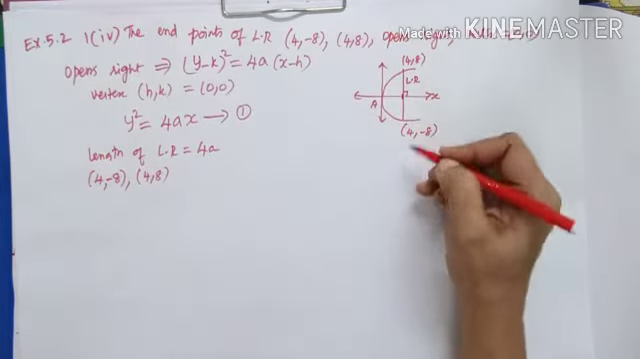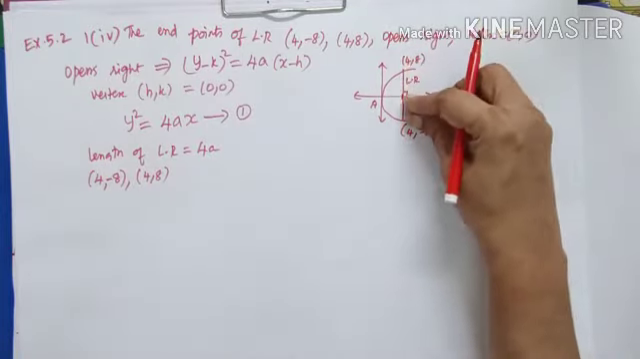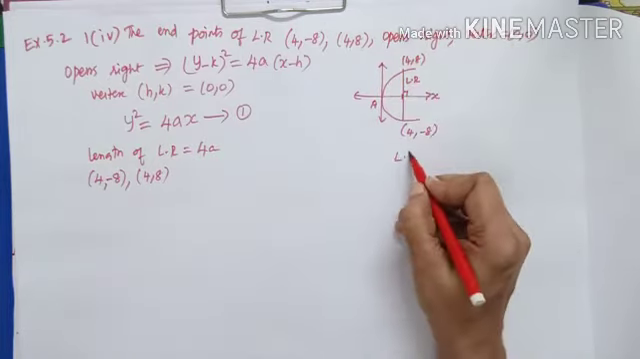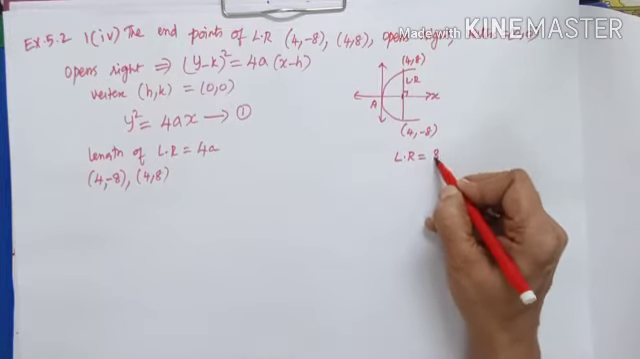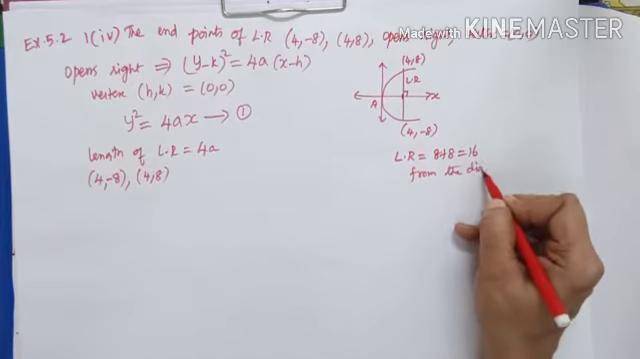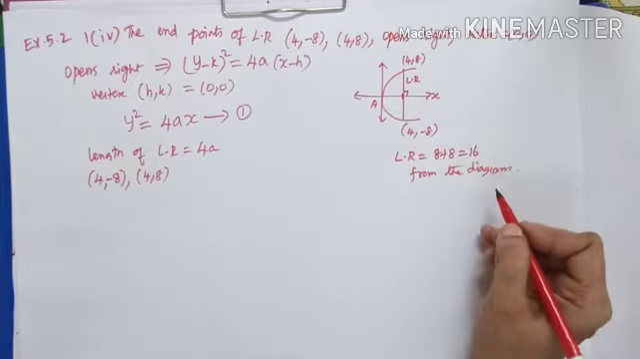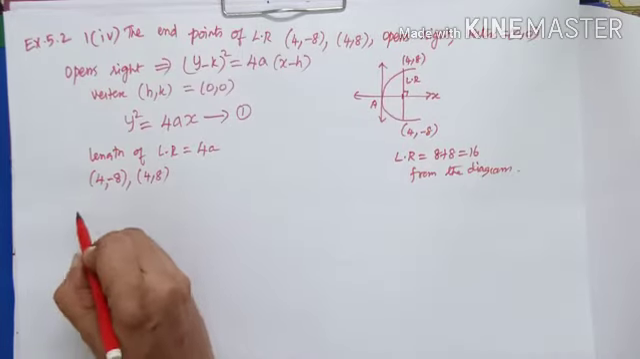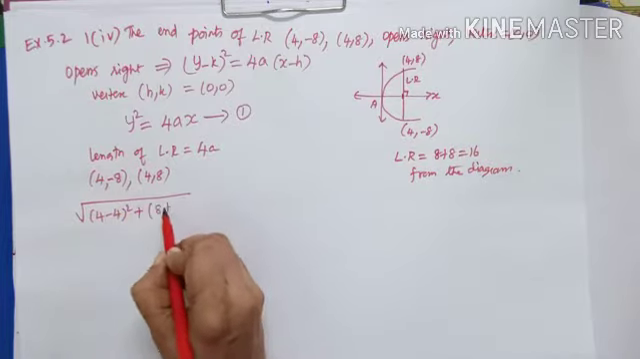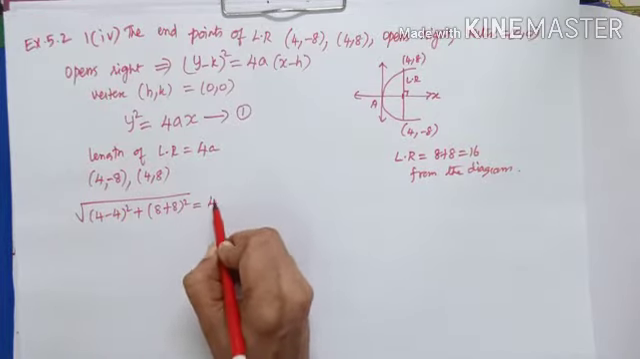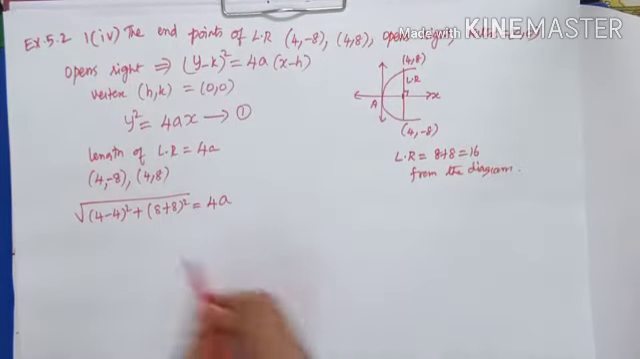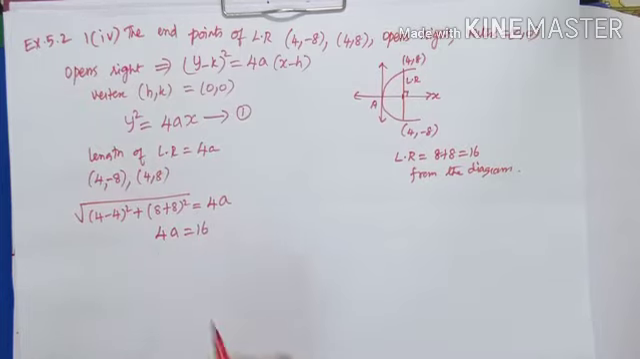What is the distance we say? 8 plus 8. Minus 8 tells me it is below, but length is 8 plus 8. So, latus rectum length is equal to 8 plus 8, that is 16 from the diagram. If you are not able to identify from the diagram, use the distance formula. Root of (4 minus 4) the whole square plus (8 plus 8) the whole square equals 4a. This is 0, forget it. Square and square root will get cancelled. So, 4a equals 16.